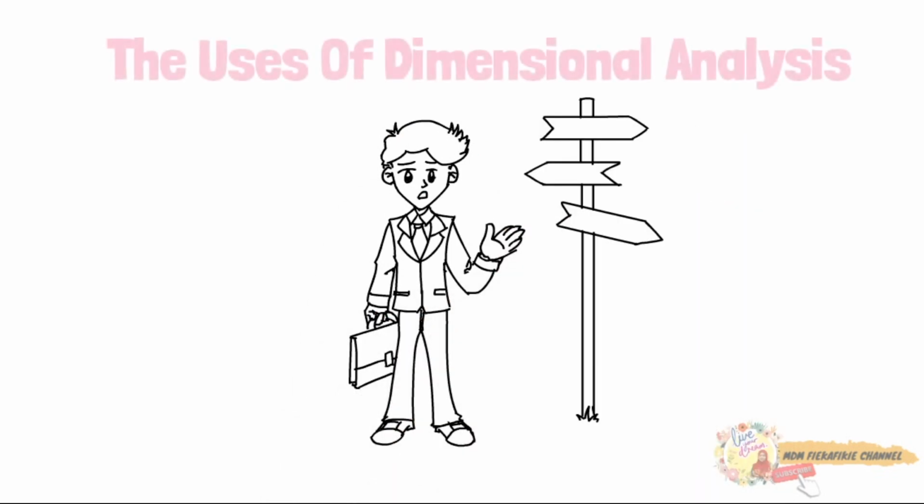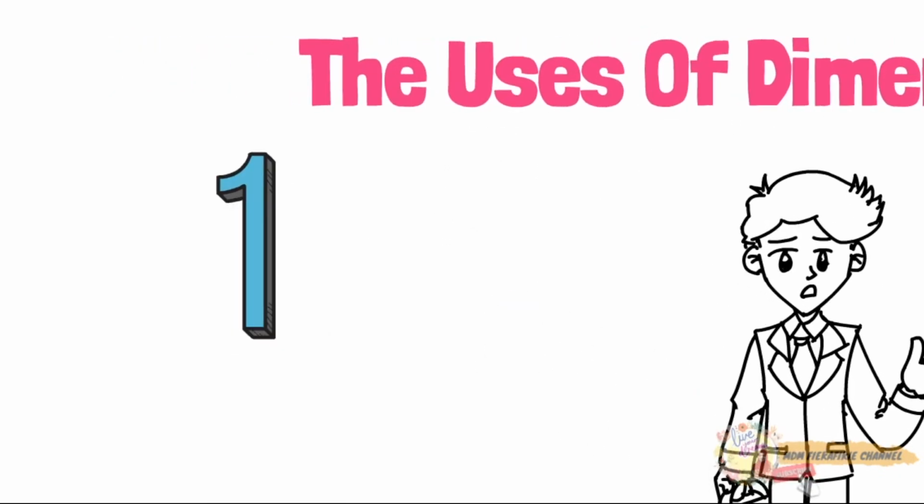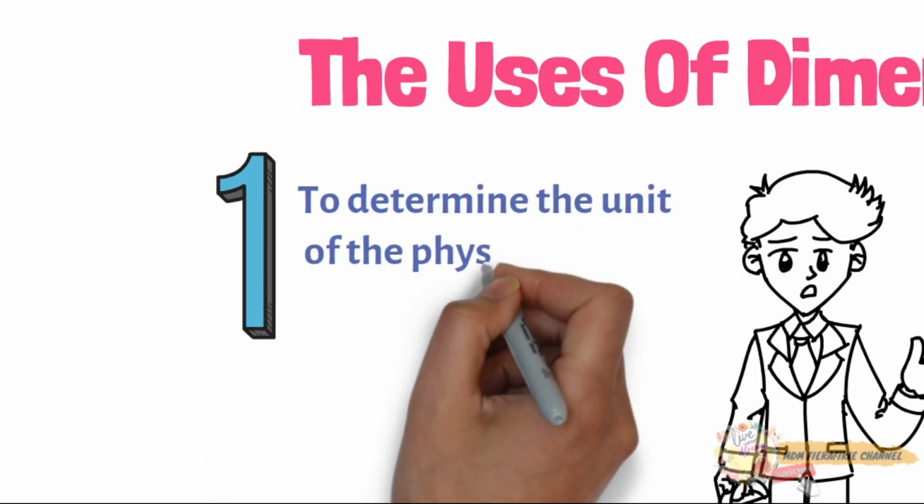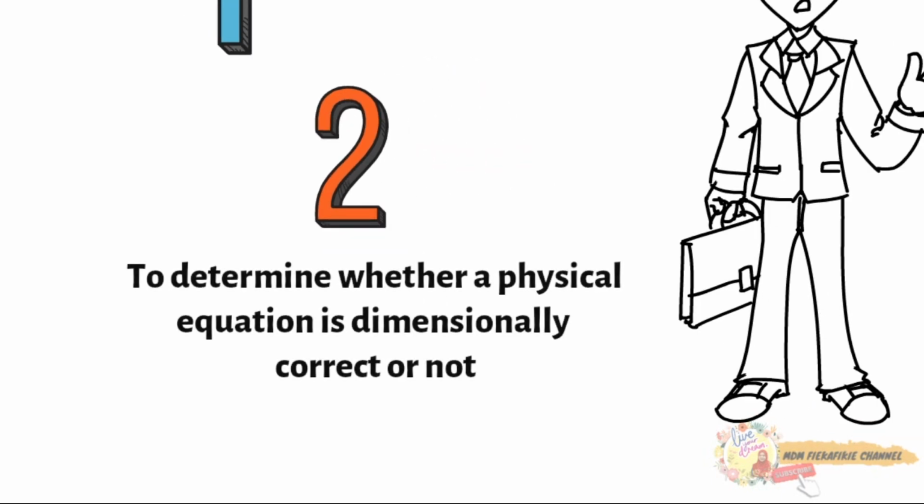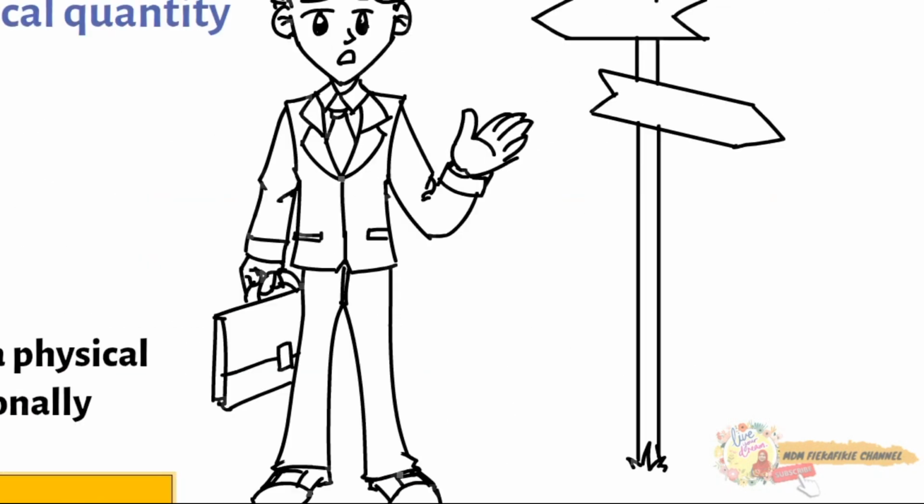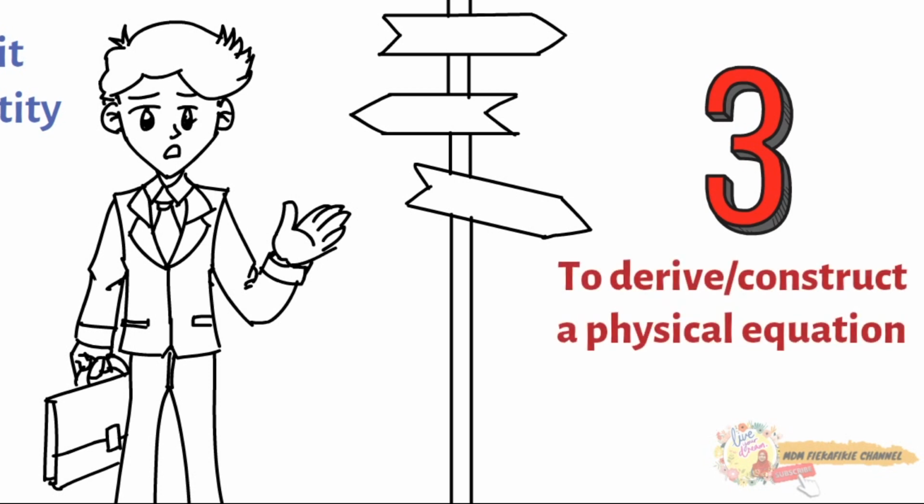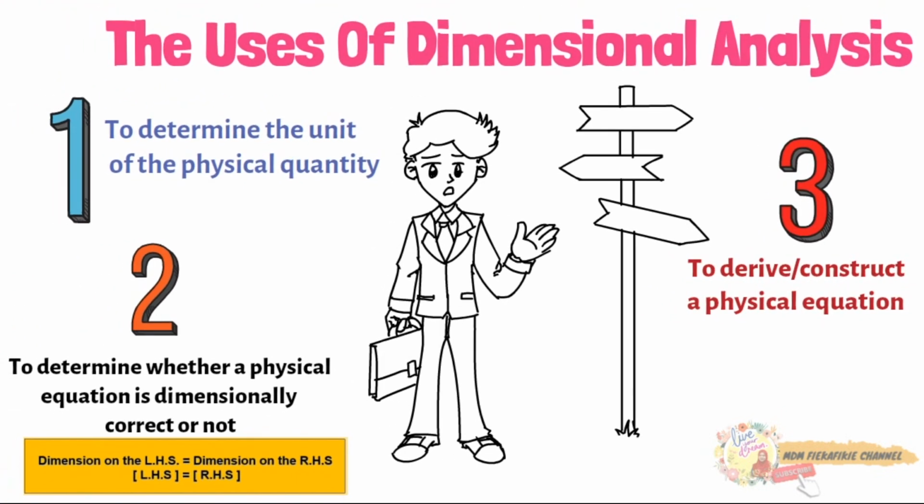Okey, di bahagian ini ada 3 perkara yang anda perlu ingat. Di bawah tajuk, the uses of dimensional analysis. What is the first use of dimensional analysis? Is to determine the unit of the physical quantity. Second is to determine whether a physical equation is dimensionally correct or not. Okay, kena make sure dimension of the left hand side is equal dimension on the right hand side so that the physical equation is dimensionally correct. Dan yang ketiga pula adalah to derive or construct a physical equations. Jadi ada 3 kegunaan dimensional analysis. Jom kita tengok contoh.